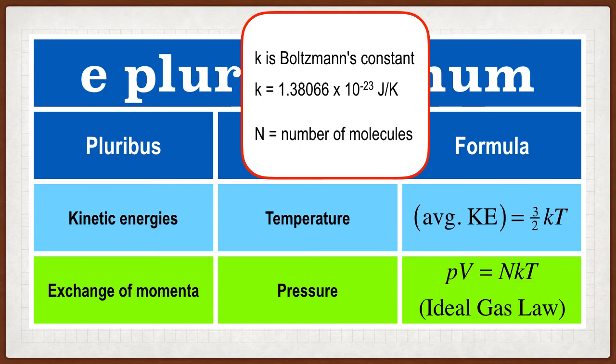So the exchange of momentum converts to a pressure, and the pressure is the unum. The exchanges of momenta are the pluribus. There's zillions of momentum exchanges, and in terms of temperature, there's zillions of kinetic energies, which we can't really track. But if you treat them statistically and use a little bit of calculus, you can figure out these two fairly simple laws. And Boltzmann's constant appears in both.